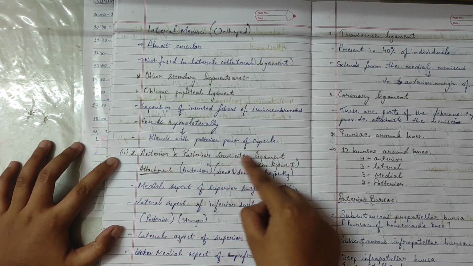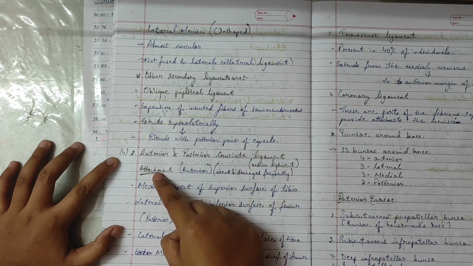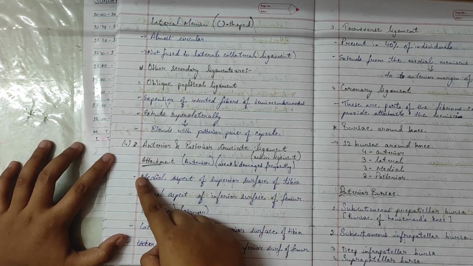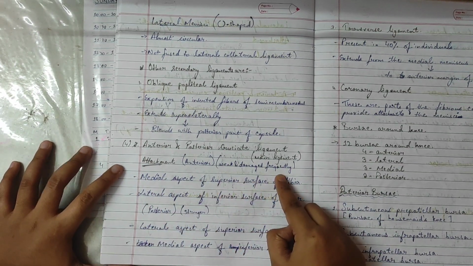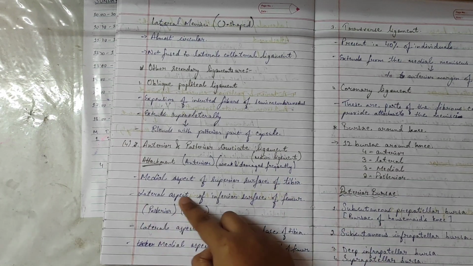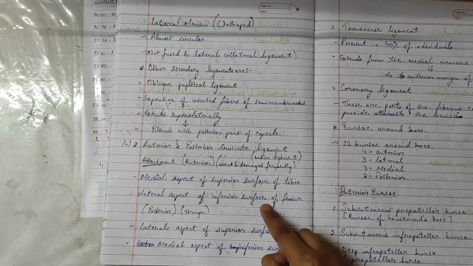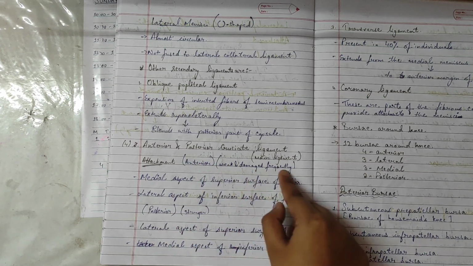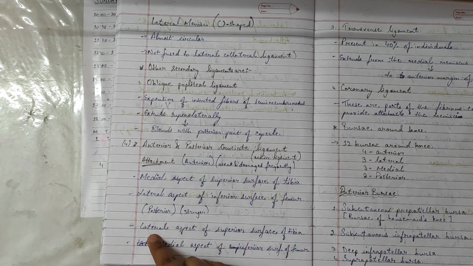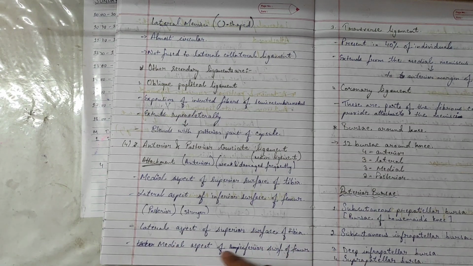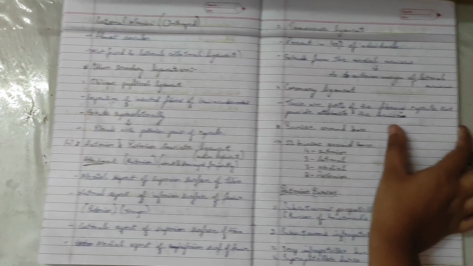Anterior and posterior cruciate ligament, main ligament. Anterior: weak and damaged frequently. Attachment: medial aspect of superior surface of tibia, lateral aspect of inferior surface of femur. Anterior is weak and damaged frequently, posterior is stronger. Posterior attachment: lateral aspect of superior surface of tibia, medial aspect of inferior surface of femur.